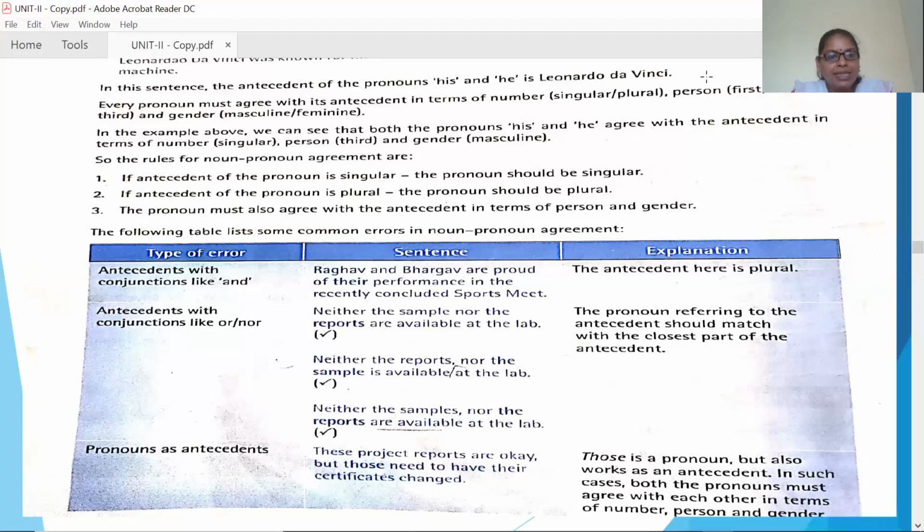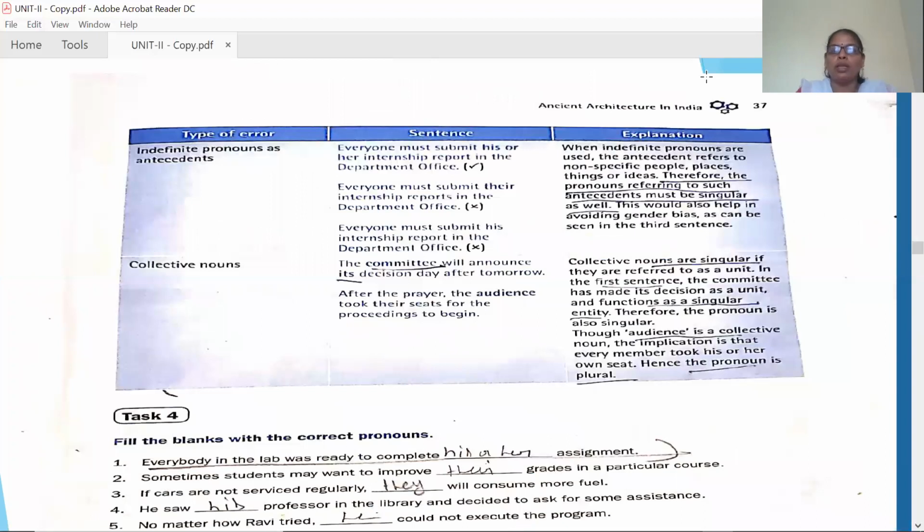In this project reports, we consider it as a noun, but here "those" is a pronoun, and it is working as an antecedent in this sentence. When we have a pronoun working as an antecedent, in such cases, the pronoun must agree with the noun in terms of number, person, and gender.